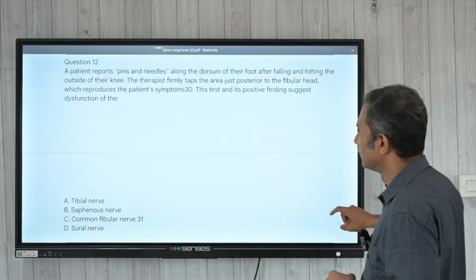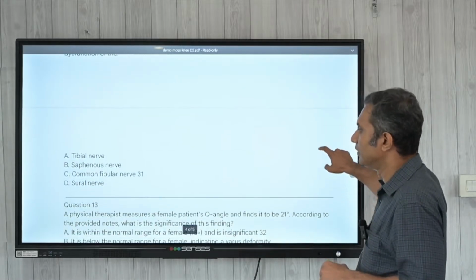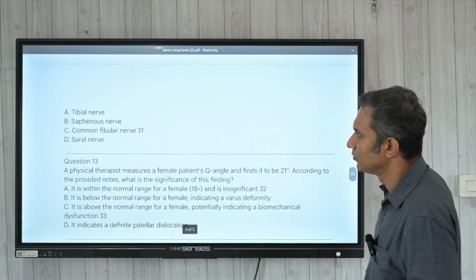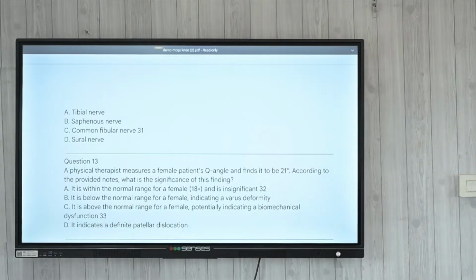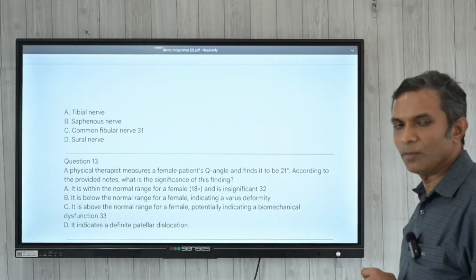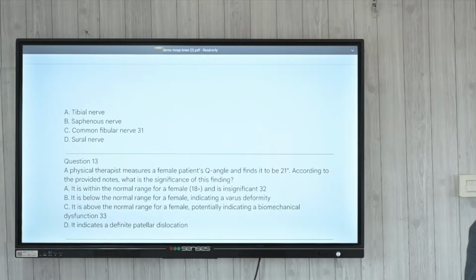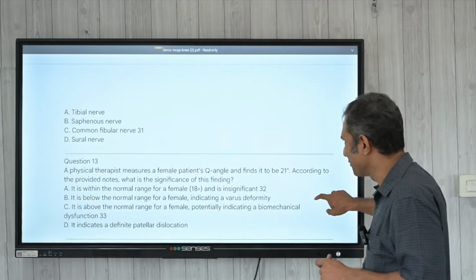So option A, tibial nerve, option B, saphenous nerve, option C, common fibular nerve, and option D, sural nerve. During the theory discussion, we had already mentioned the name of the nerve, so you can do a slight exercise of your memory also.